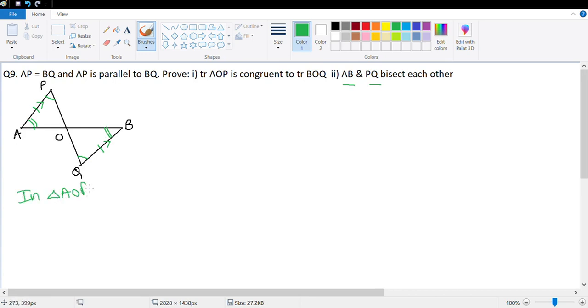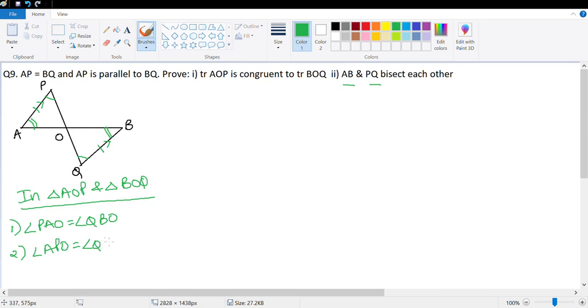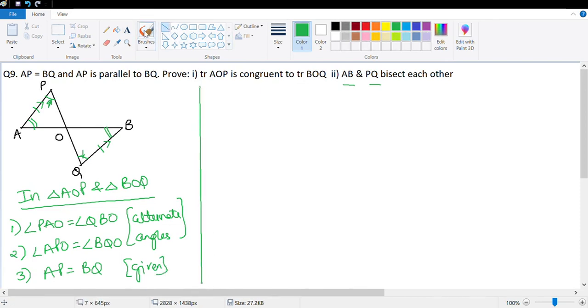In triangle AOP and triangle BOQ, what we know is, point number 1, angle PAO is equal to angle QBO. Point number 2, angle APO is equal to angle BQO. Yes, angle P is equal to angle Q. These are alternate angles. And the third part is AP is equal to BQ, and this part is given. So by the angle side angle test, point number 4, therefore triangle AOP is congruent to triangle BOQ by the angle side angle test.